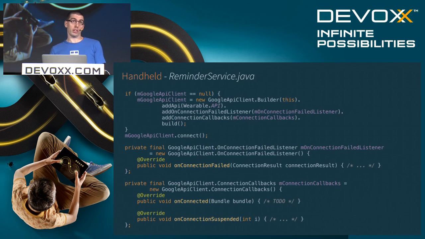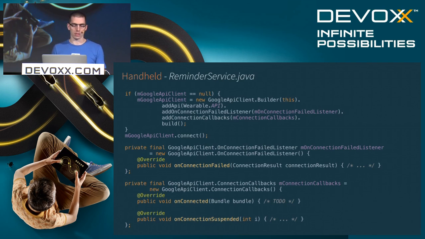And in order to use the Data API, you have to create a Google API client. This is kind of boilerplate code, but this is what you have to do whenever you want to use Google Play services. So here, if I don't have a Google API client, I simply build it by passing the API that I want to use. In my case, I want to use the wearable API.